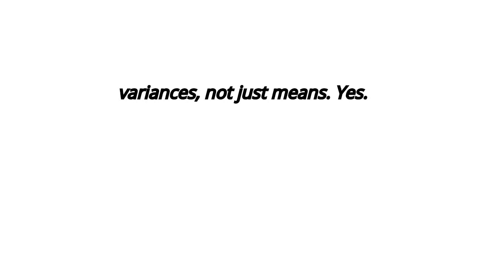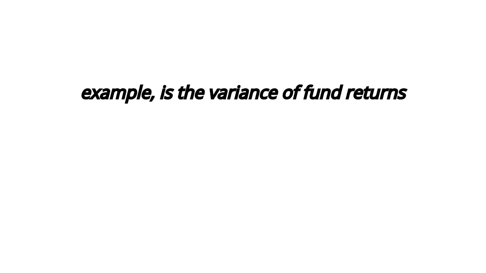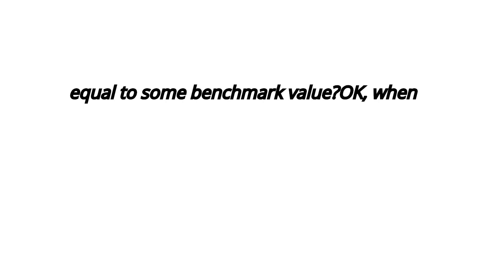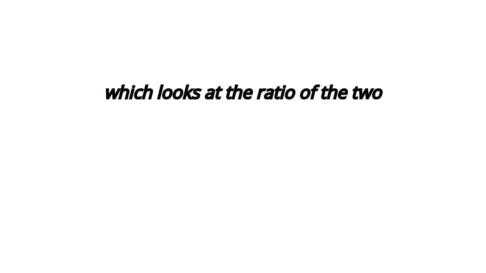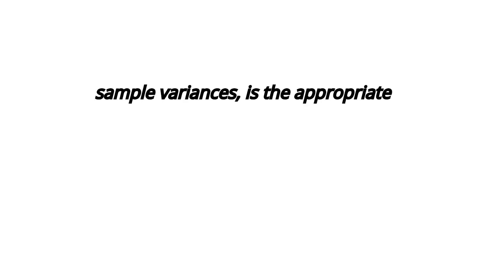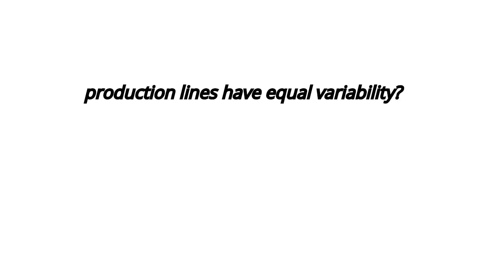We can also perform hypothesis tests specifically on variances, not just means. Yes. As mentioned, the chi-square test is the typical choice for testing a hypothesis about a single population variance. For example, is the variance of fund returns equal to some benchmark value? Okay. When comparing the variances of two independent populations, the F test, which looks at the ratio of the two sample variances, is the appropriate tool. Your example: do these two production lines have equal variability?